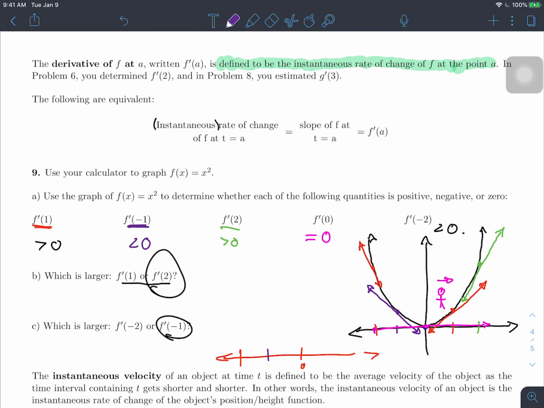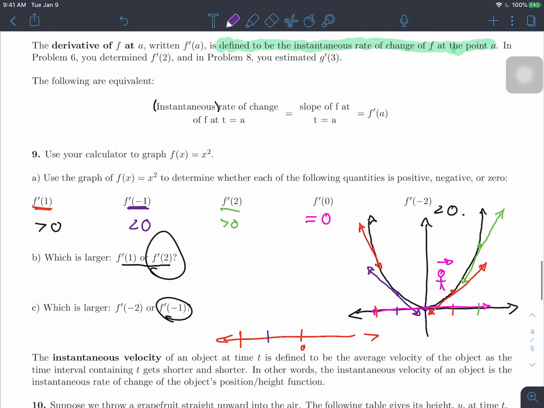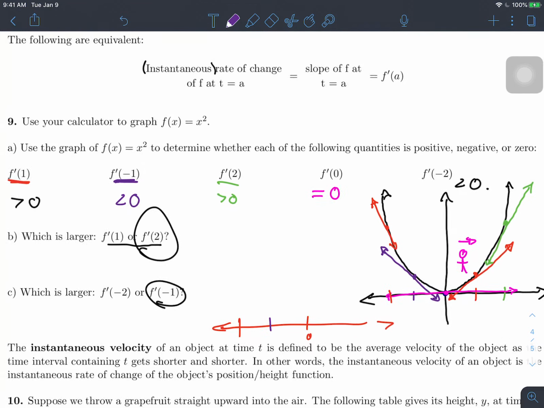Did you have a question about something? Yeah, so for C, what are we talking about with the line? Okay, yeah, probably that was a little bit weird to throw in there right at the end.